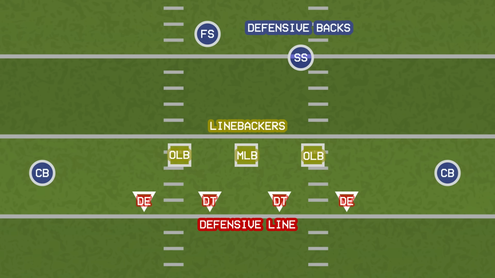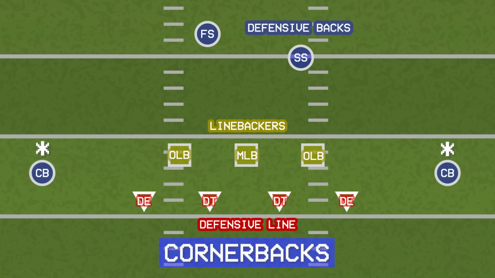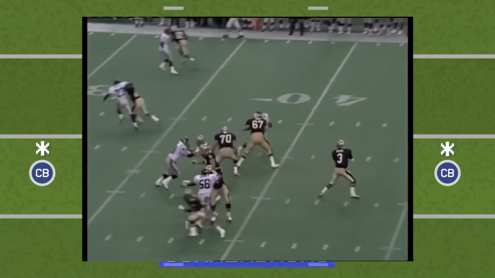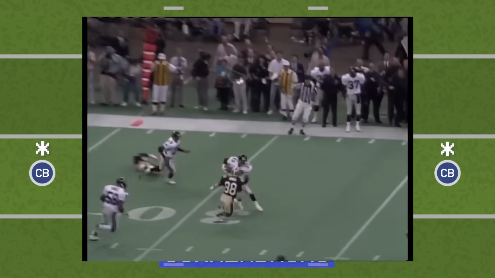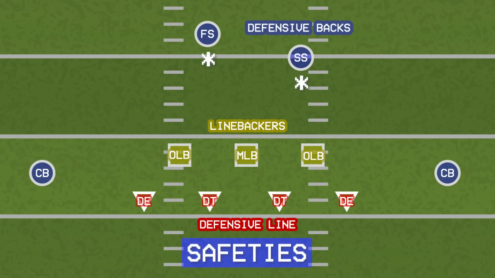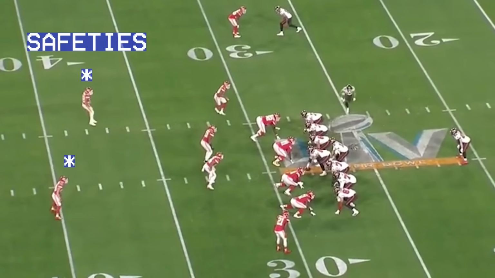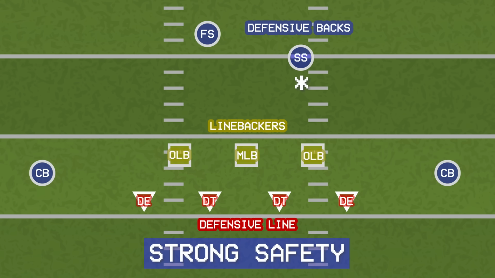Within the defensive backs, you have the cornerbacks, whose primary role is to defend against passing plays, and these are the players that are usually assigned to wide receivers in man-to-man coverage. And then you have the safeties, who usually line up deeper in the backfield, and each of these safeties has their own role. There's the strong safety and the free safety. The strong safety tends to line up closer to the line of scrimmage than the free safety.